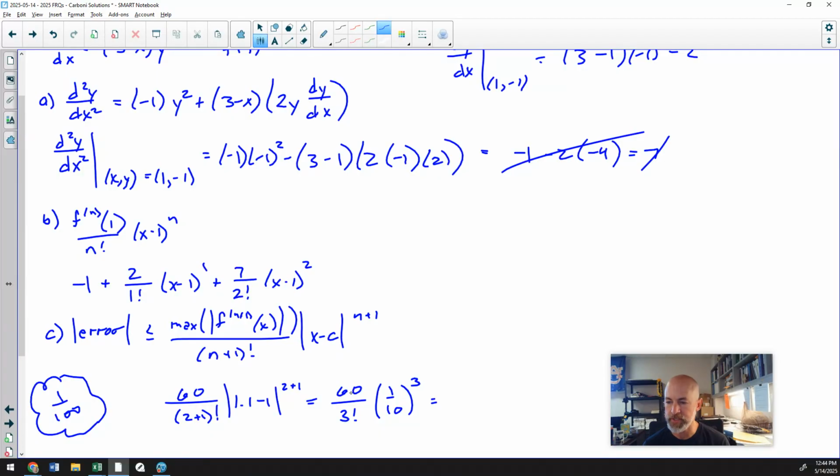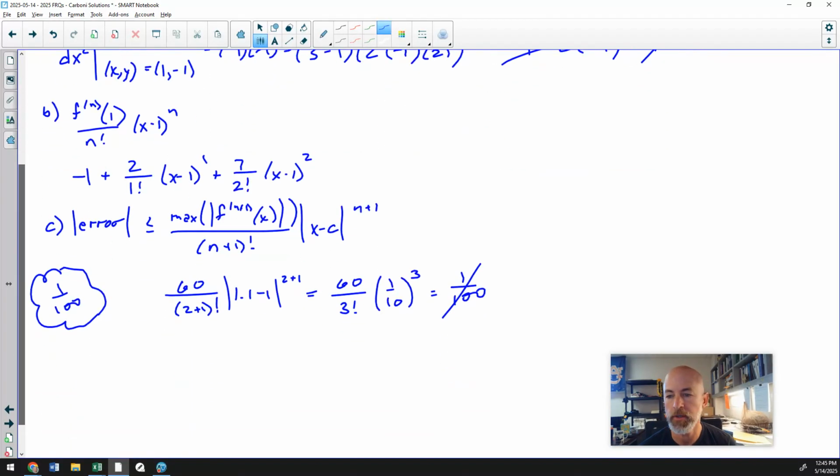60 over 3 factorial, 60 over 6 is 10. That's going to be 1 over 100. Yeah, that cleans up to 1 over 100. And so there we go. That's good. I'll cross that out. And we have the value, and there's my error is less than that. Cool. I like that. All right, and then number D, an Euler's method question.